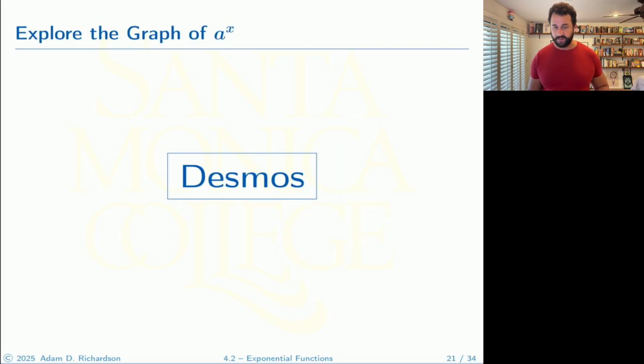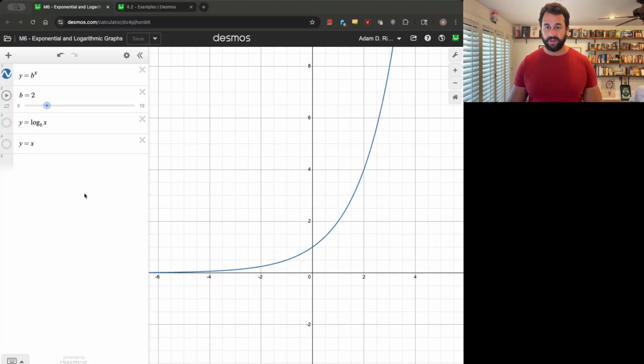Okay. Now let's play around with Desmos for a minute. If you want to follow along, you can follow that Desmos link. Let me pull it up here. There we go. Okay, so what I've got graphed here is the graph of y equals b to the x. So b is our base in this case. And here right now I've got b equals 2. So look what happens when I increase b.